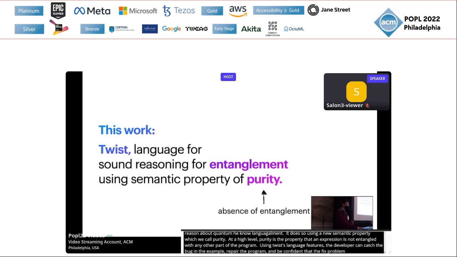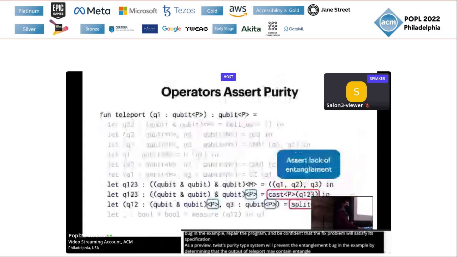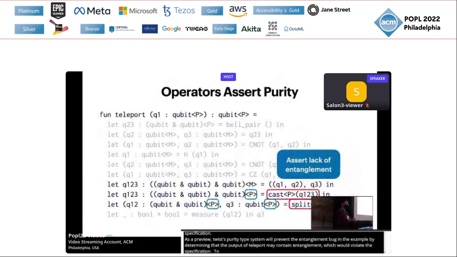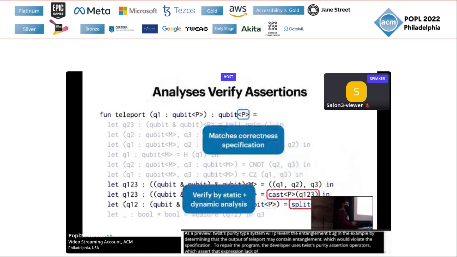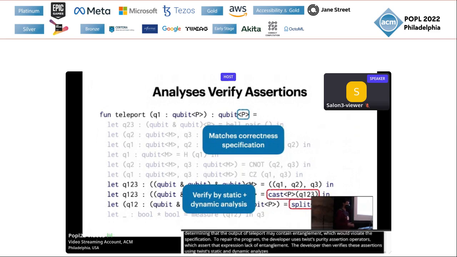As a preview, Twist's purity type system will prevent the entanglement bug in the example by determining that the output of teleport may contain entanglement, which would violate the specification. To repair the program, the developer uses Twist's purity assertion operators, which assert that expressions lack entanglement. The developer then verifies these assertions using Twist's static and dynamic analyses, which guarantee that a program that passes the analysis will satisfy its purity specification.